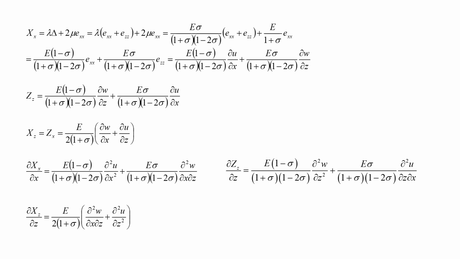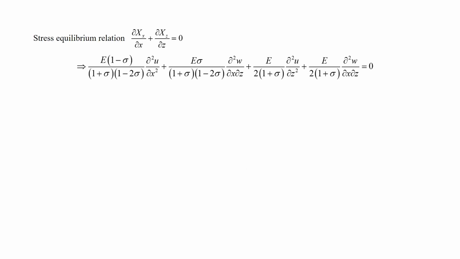So I have already estimated all this. Now del xx by del x plus del xz by del z, that I have to write. So I have already written here. So this is after we accumulate all the terms we just derived. So here we write it, we can simplify this expression, and we need to do that. So here for example, it is E into 1 minus sigma by 1 plus sigma into 1 minus 2 sigma, this is del square u by del x square plus.